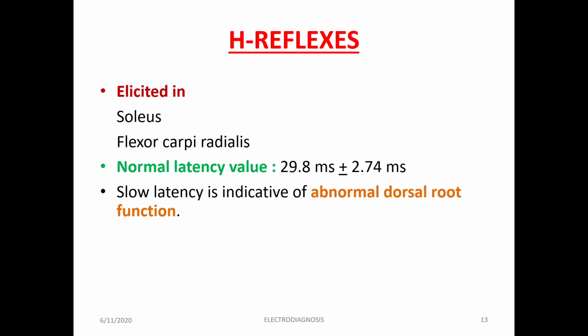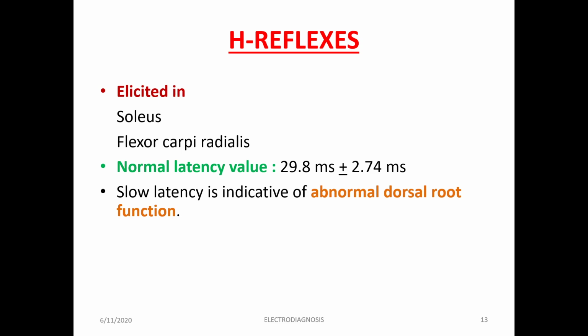Okay, and the normal latency value is 29.8 plus or minus 2.74. So this will be minimum and maximum value. 29.8 minus 2.74, that will be minimum value, and 29.8 plus 2.74, that will be maximum value. Now, as we discussed, in latency we need highest value. So when you add 29.8 plus 2.74, it falls around 32.5 millisecond. Clear? So more than 32.5 millisecond will be considered as abnormal. So for H reflex, for soleus, more than 32.5 millisecond, it will be considered abnormal.